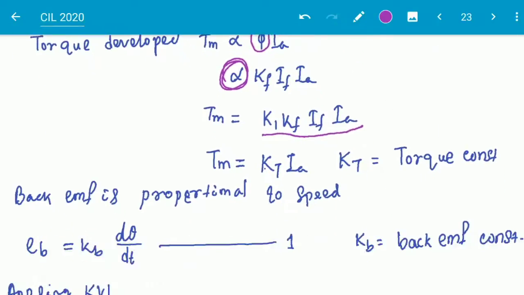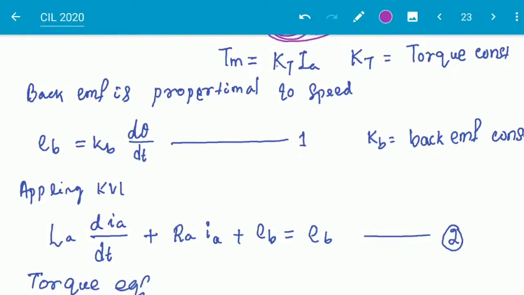So the torque produced by the motor is equal to Kt into Ia. The whole term is constant, because IF is constant as we assumed first, and Kf and K1 are proportionality constants. The whole term I have taken to be Kt into Ia. Kt is called the torque constant.